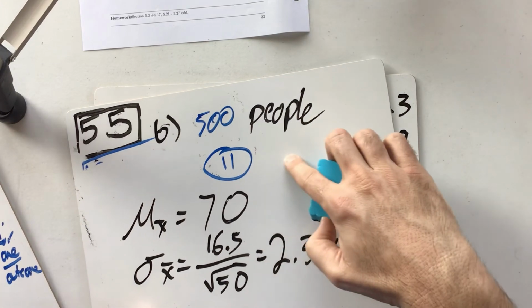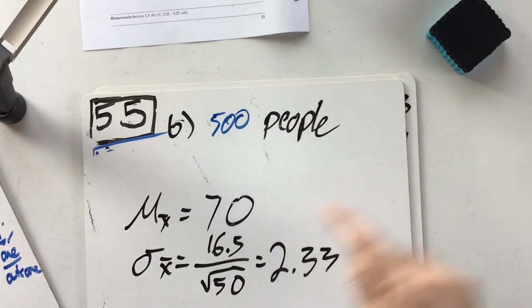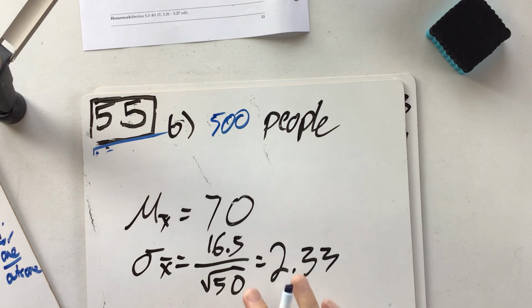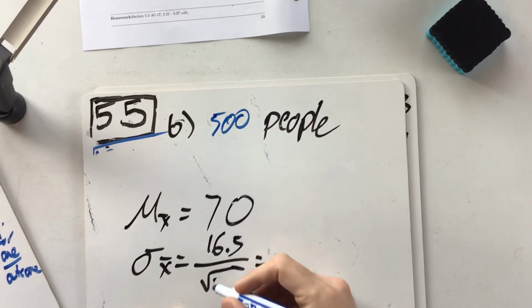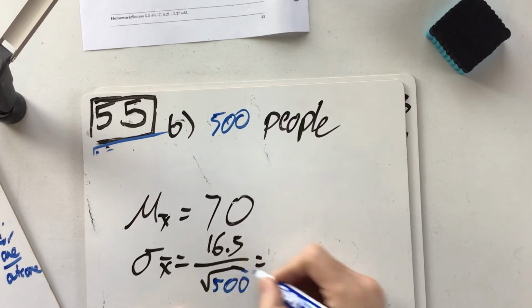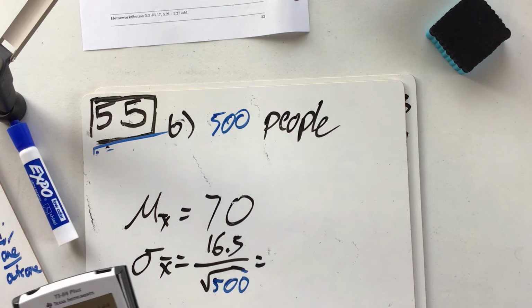Okay, now that you paused it and came back, let's do this together. So hopefully you said, what's the average? The average is still 70. So with a bunch of people, that number stays the same. But down here, what happened to our standard deviation? Our sample size is now 500 is what we're taking. So now we're taking 16.5 divided by the square root of 500 instead of 50.